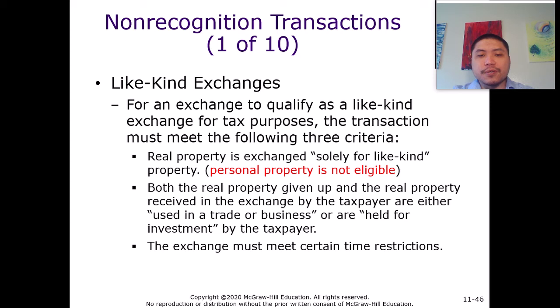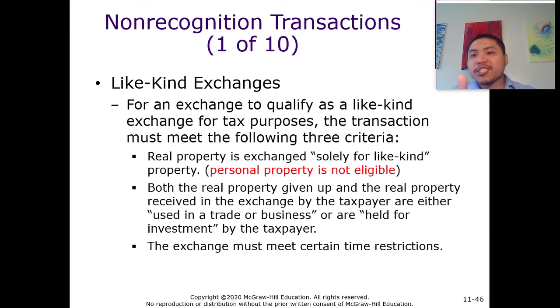So in the next part, we're going to discuss some scenarios, some situations where the disposition of assets doesn't result in an immediate recognition of gain. Let's say there are a lot of ways for taxpayers to dispose of assets. They can sell it. Most of the time people are going to sell it to someone else, right?